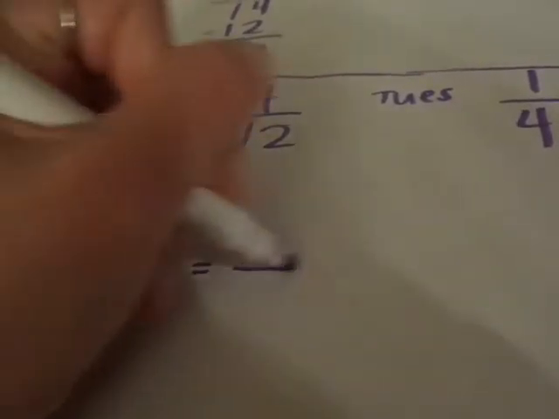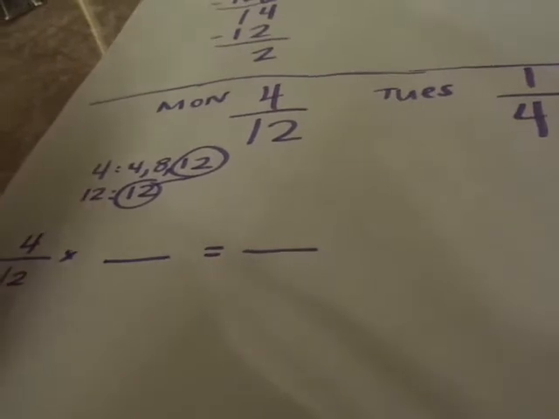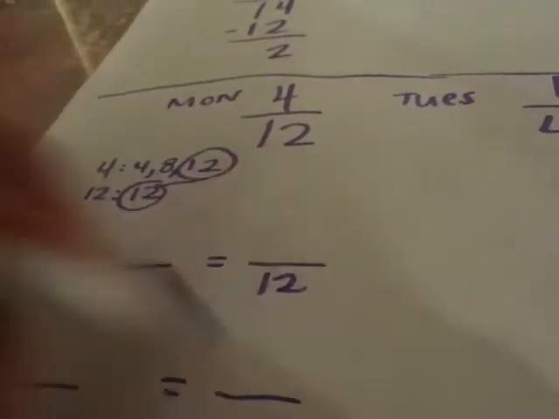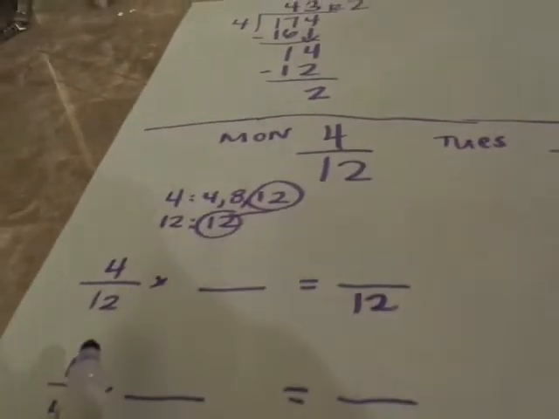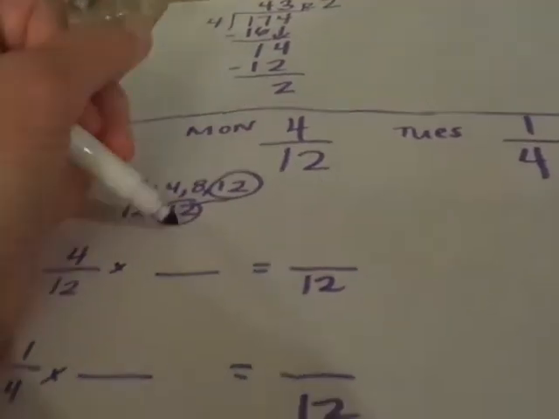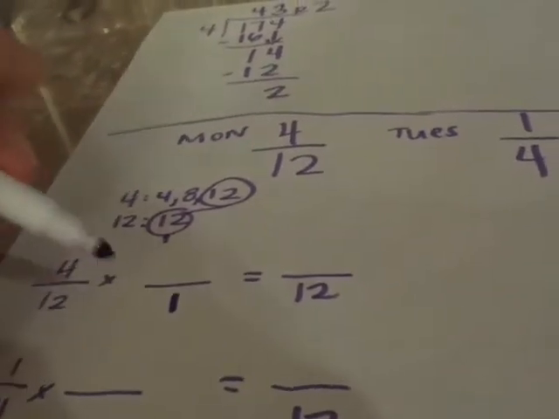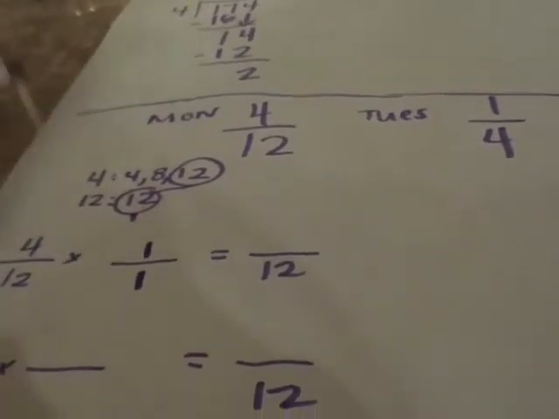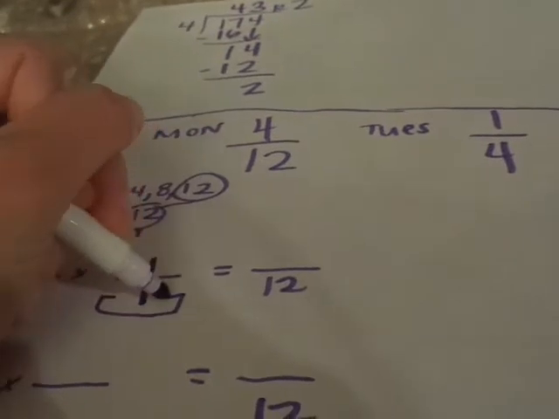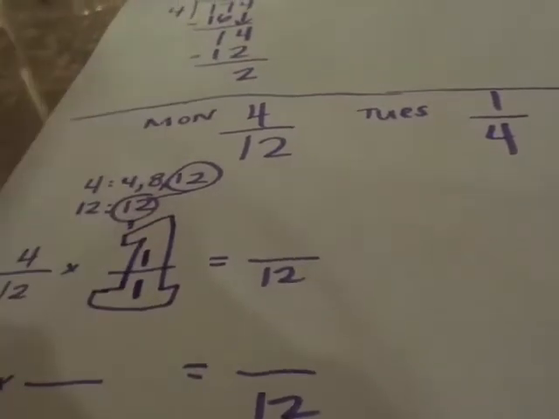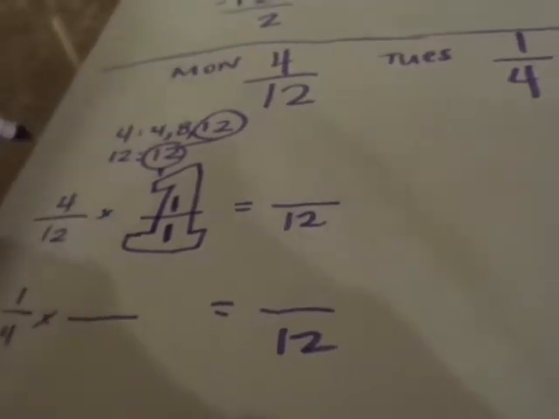So I need to create new fractions where they have the same denominator. My new denominator is 12, so I ask myself, how did I get from 12 to 12? Well, the answer is right here, and I multiply by 1. Whatever I do to my denominator, I have to do to my numerator. This is going to be equivalent to 1 whole, because we know anything times 1 equals itself. So 4 times 1 is 4, which tells me these two fractions are equivalent.